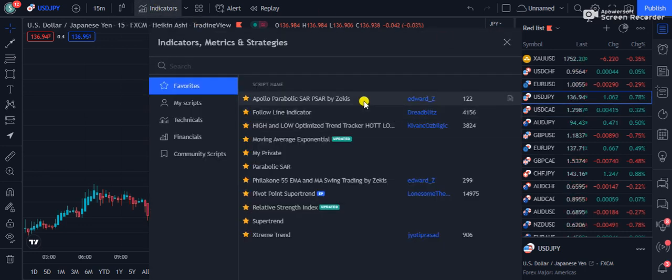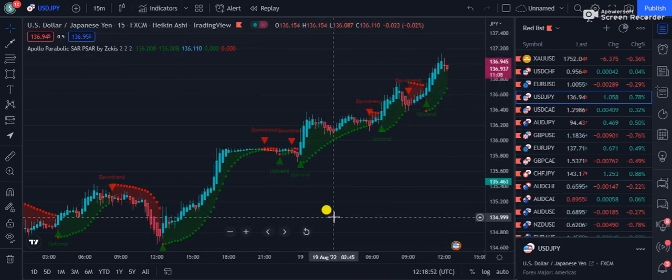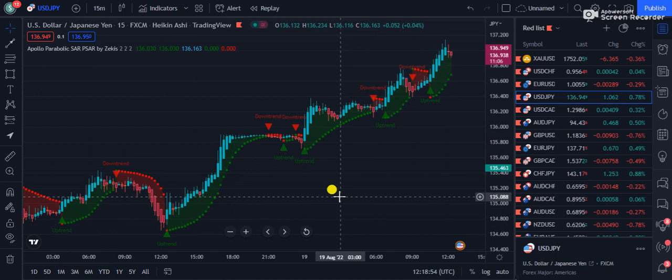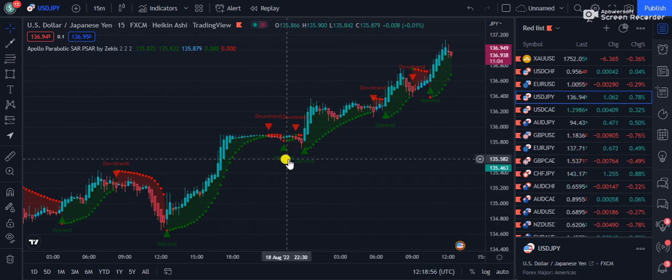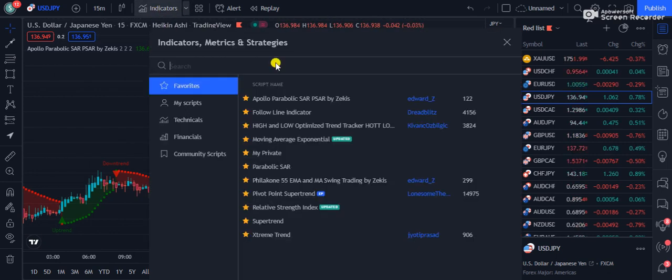The first indicator that we will be using in this strategy is Apollo Parabolic SAR. This strategy is based definitely on Parabolic SAR. You know, there are a lot of points on the Parabolic SAR. This is by Zekis Edward Z, who is the author. I have attached it on my screen, and it looks pretty fine. It basically shows us up and down trend. But this is not enough.